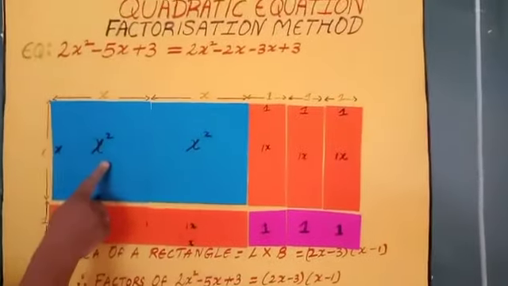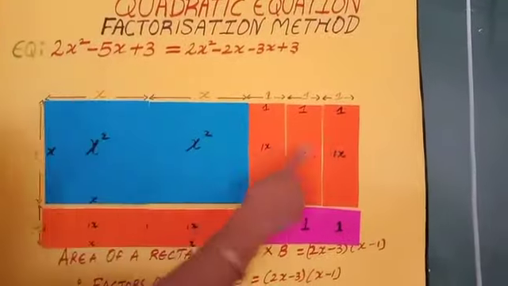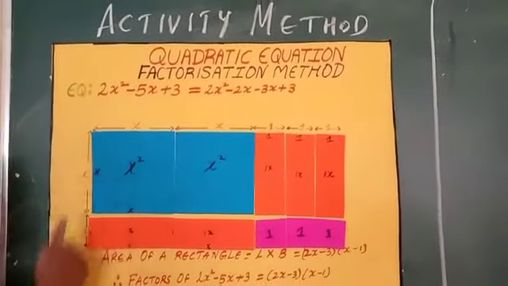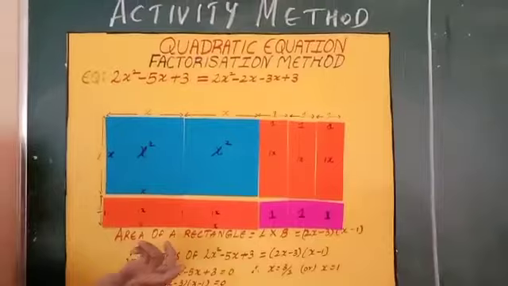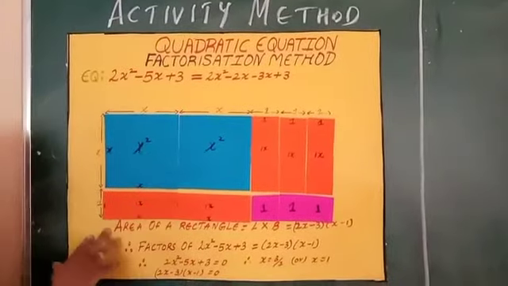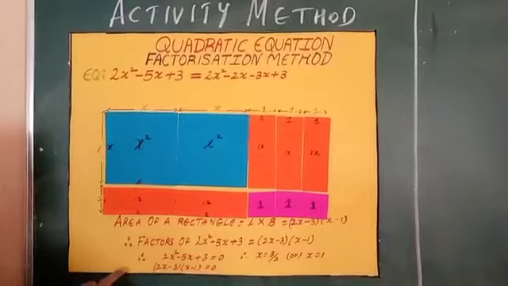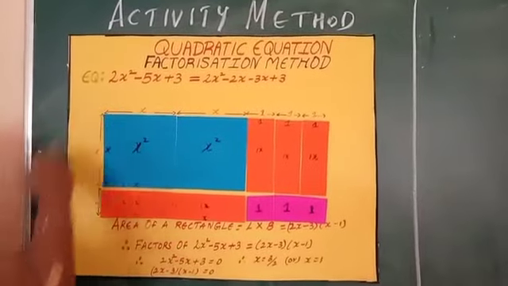So how many squares are taken? 2x square, 5 rectangles and 3 small squares. Now you can easily find the factors of the given quadratic equation without doing any splitting method or taking common. You can find them by using this small activity.